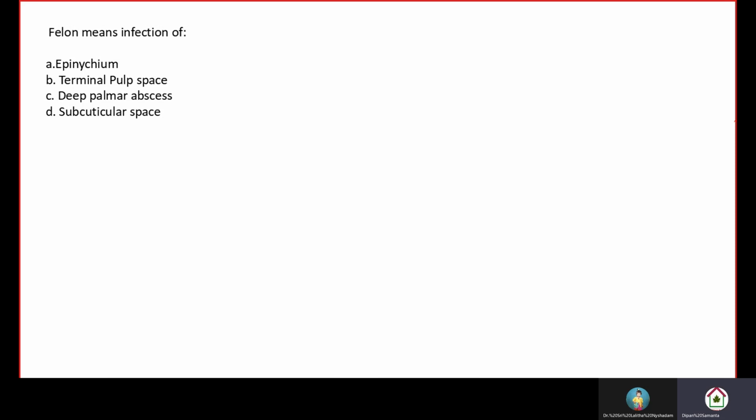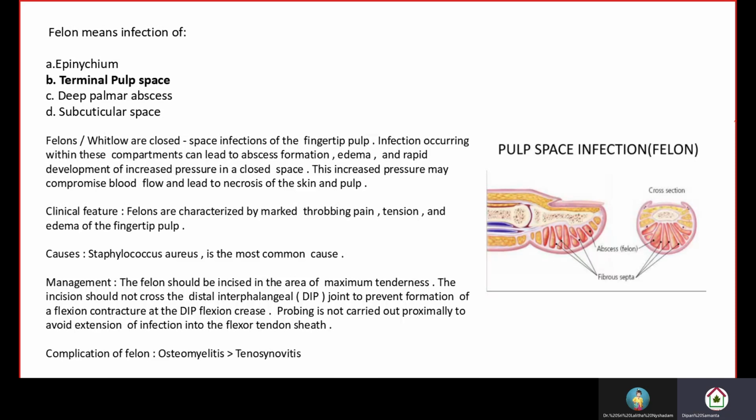Okay, next question: felon means infection of the epinychium, terminal pulp space, deep palmar abscess, or subcuticular space. So the answer is terminal pulp space. This is felon. It is also called whitlow. This is the infection of the closed space of the fingertip pulp.